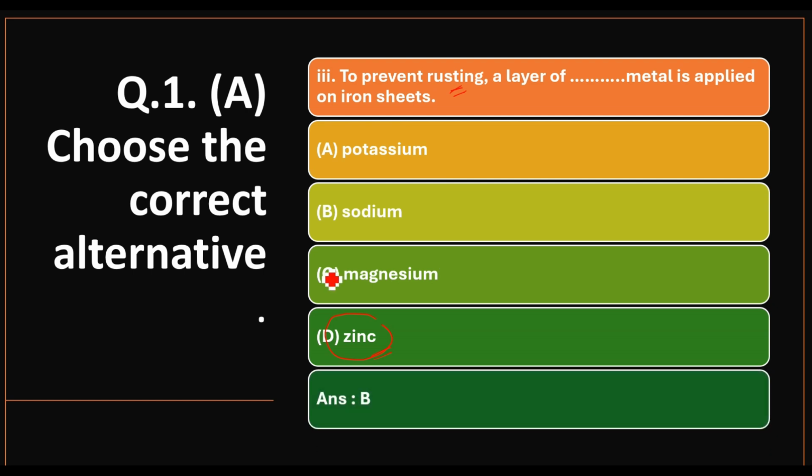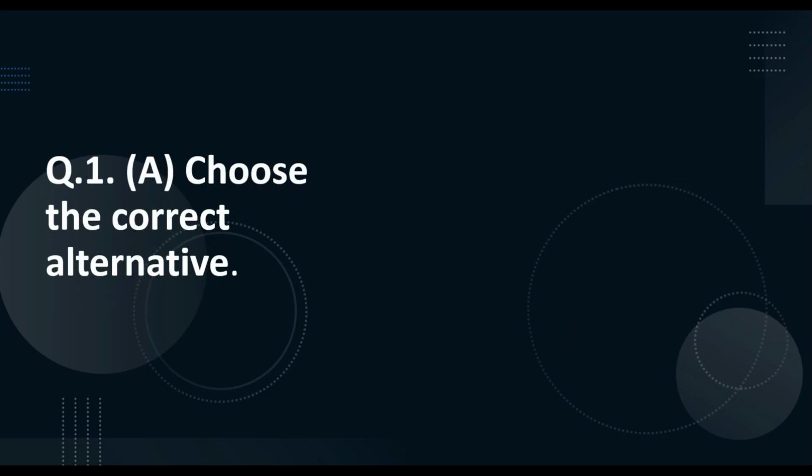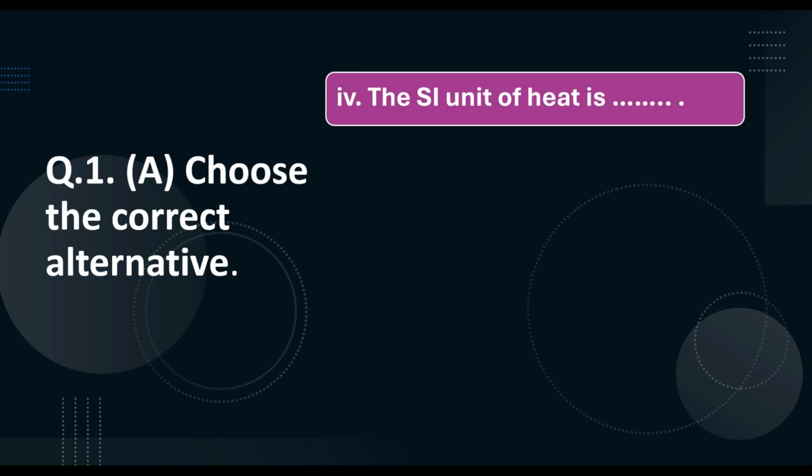So the option will be D, not B. What you have to write? You have to write zinc, not sodium. Please remember, here on the screen it is B, but the correct option is D. To prevent rusting, the layer of metal applied on an iron sheet is zinc, what we call the galvanizing process, which avoids rusting. Now let's move to the next question.